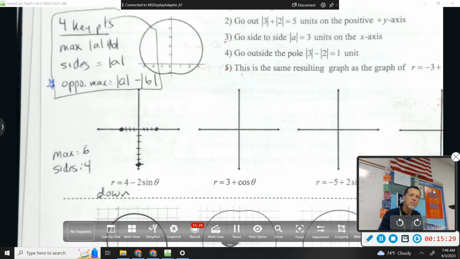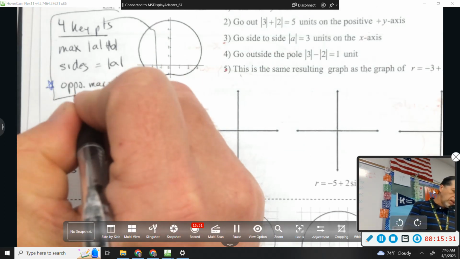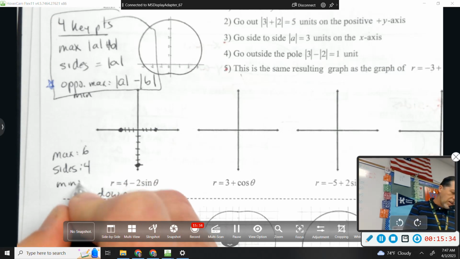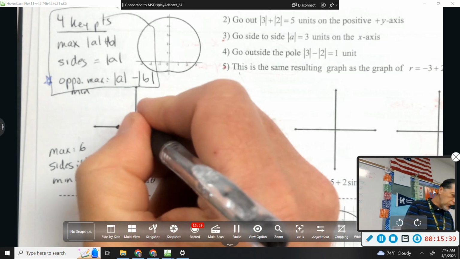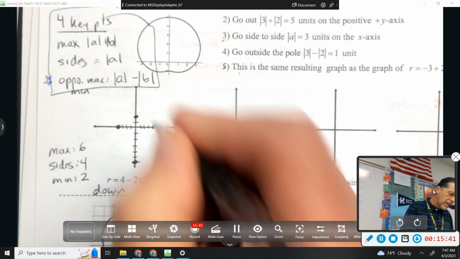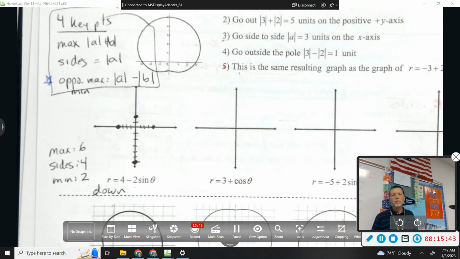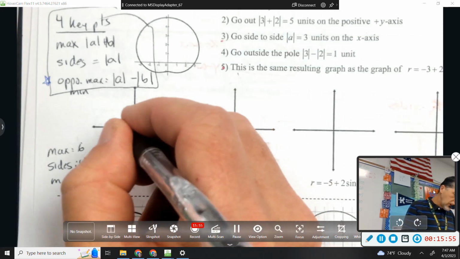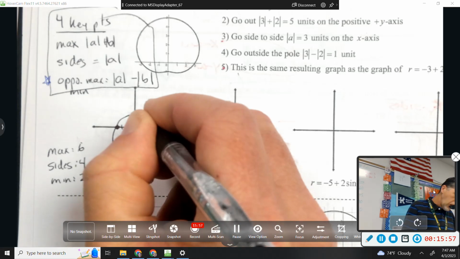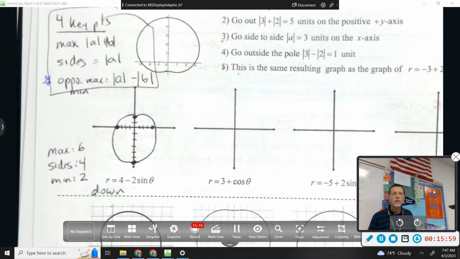And then I guess it's the min. I called it the opposite of the max, but min's shorter to write. 4 minus 2 is 2, so we'll go 2 on the other side. Again, 4 points, kind of looks like a T or a cross, but we know what the shape looks like. So try to make a nice rounded Limacon.